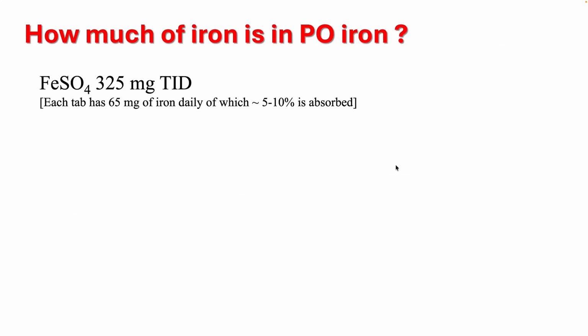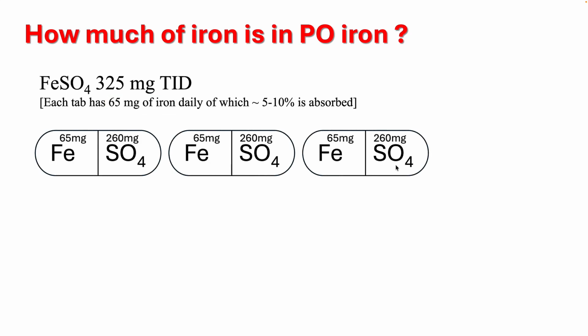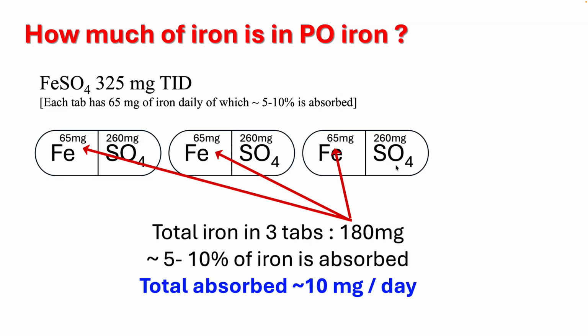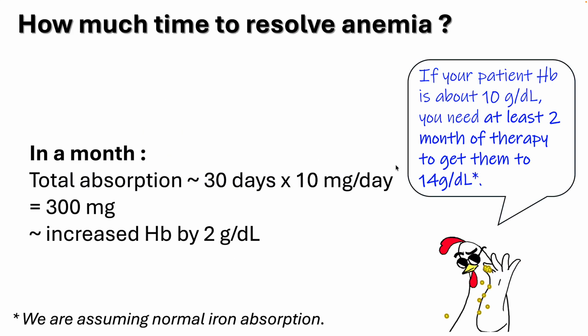Now, iron sulfate is the most commonly used oral iron formulation. Each tablet of 325 milligrams has 60 milligrams of elemental iron. Traditionally, you give 3 tablets a day, so you are giving around 180 milligrams of elemental iron, of which about 5 to 10% will be absorbed, and this comes to be about absorption of 10 milligrams per day. Thus, in a month, the patient will absorb roughly around 300 milligrams of iron, raising your hemoglobin by about 2 grams per dL. Now note that we have assumed that around 10 milligrams per day is absorbed.